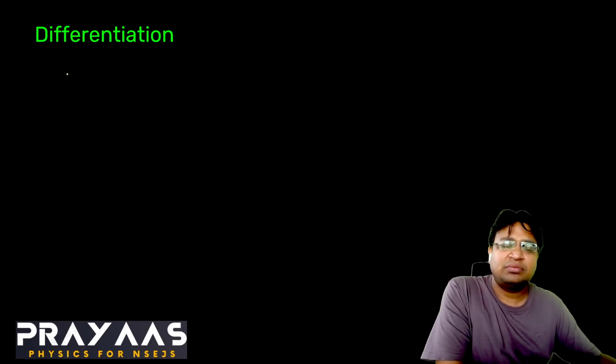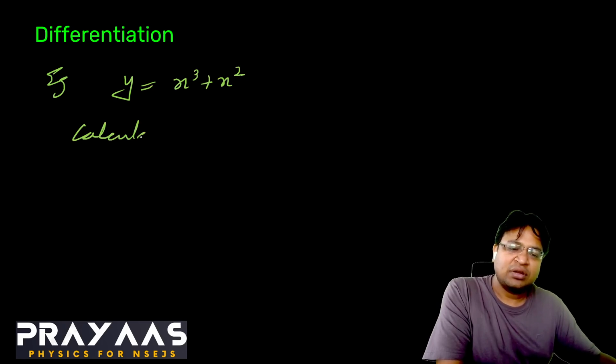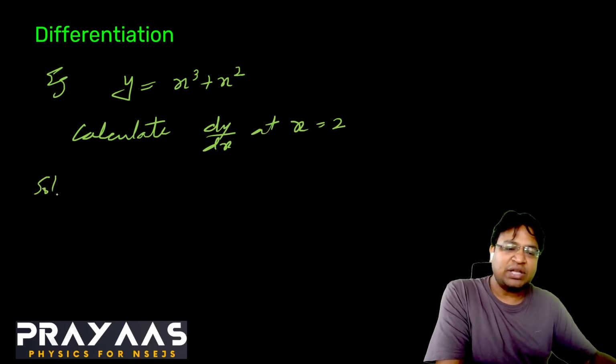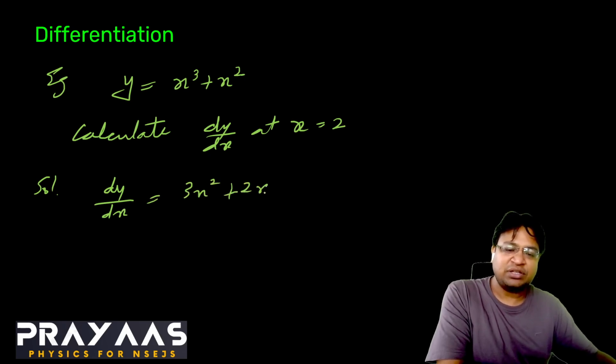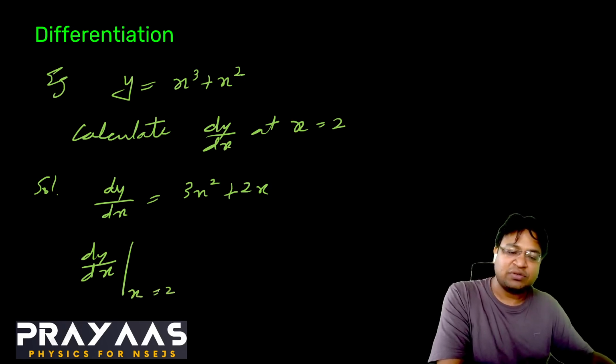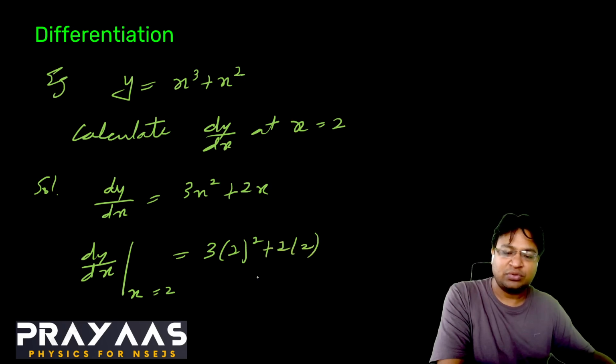Sometimes what will happen, like let's say y is given as x cube plus x square, and the question says calculate dy by dx at x equals 2. What does this mean? This means that you first calculate the value of dy by dx. So you will get an expression, and then you substitute x as 2, and that is represented by drawing a long line alongside dy by dx and putting x equals 2 at the subscript. So 3 times 2 square plus 2 into 2. So this will become 3 into 4, 12 plus 4, that is 16.